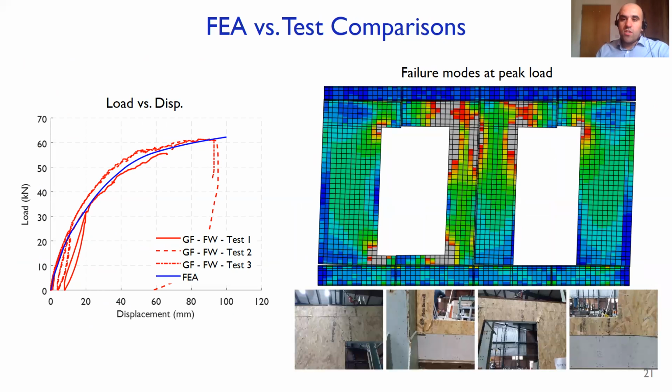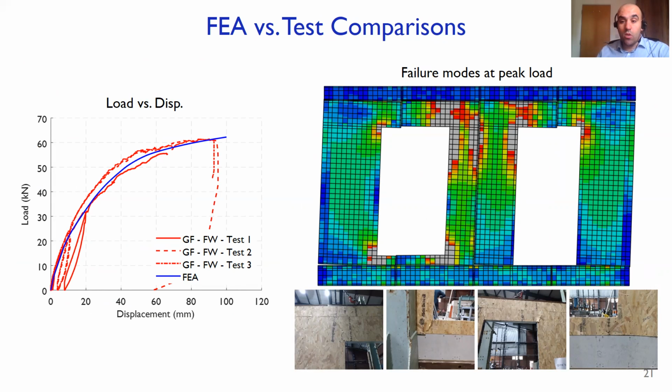The lateral load versus displacement curves from monotonic tests on full-scale shear walls are plotted in the left-hand figure along with FEA results. So the developed FEA modeling protocol accurately simulates the lateral behavior, in terms of strength and stiffness, of the tested walls. The figure on the right-hand side shows the failure mode in the shear wall, represented by damage in the OSB corners around the openings.